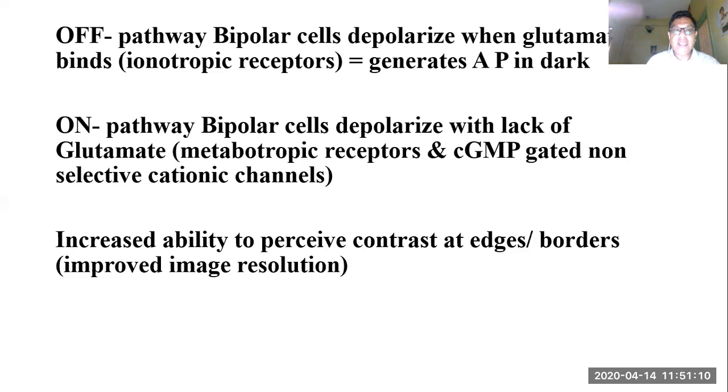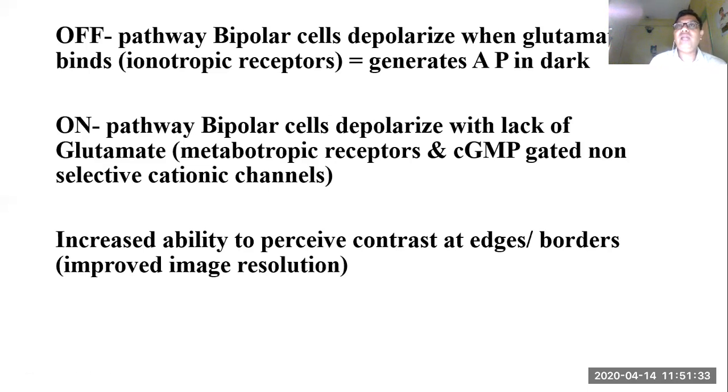So how does this help? How does the signaling, how does the ability of two bipolar cells downstream to photoreceptors help? They will increase the ability. What does it do? It increases the ability to perceive contrast at the edge or border.